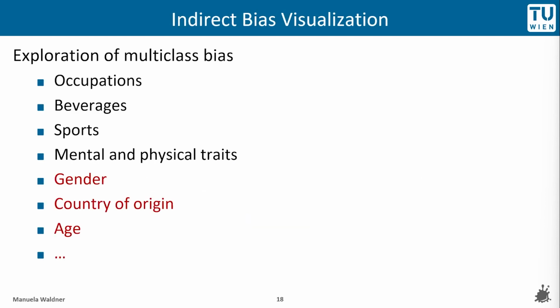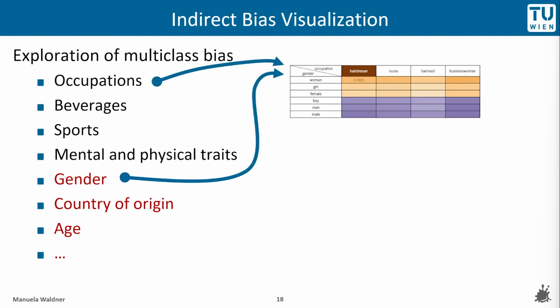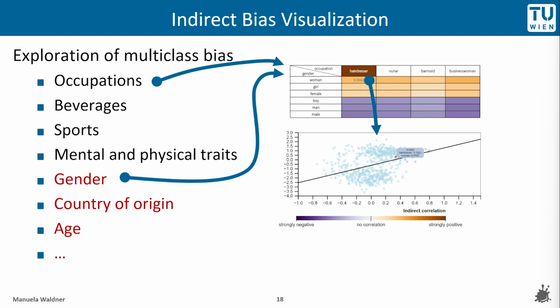In our work, we support the interactive exploration of multiple multiclass bias categories, such as occupations, beverages, sports, and mental and physical traits. In addition, we added sensitive attributes like gender, country of origin, and age. To visualize bias, we provide two simple visualizations. We let users define a target attribute combination and show the computed scores as a table. Each table cell corresponds to a correlation which is mapped to a diverging color scale.